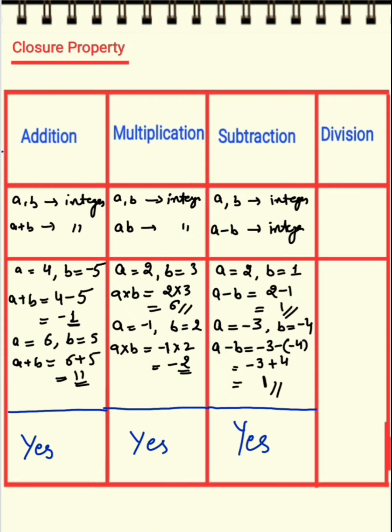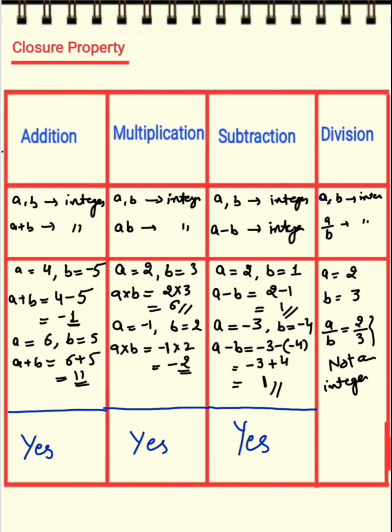Yes. Next we have division. Same, we will take two integers a and b. We have to check whether a upon b is also an integer. We know if a is equal to 2 and b is equal to 3, then a upon b is equal to 2 by 3. This is not an integer. We can say that integers are not closed under division. So we can write here no, they are not closed under division.